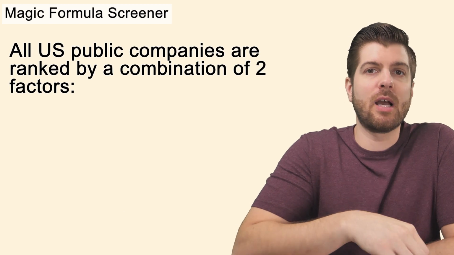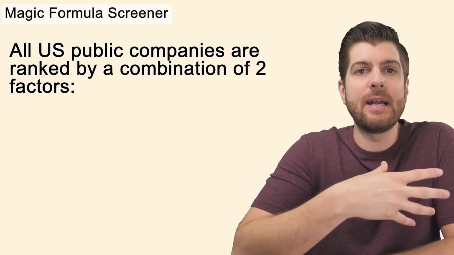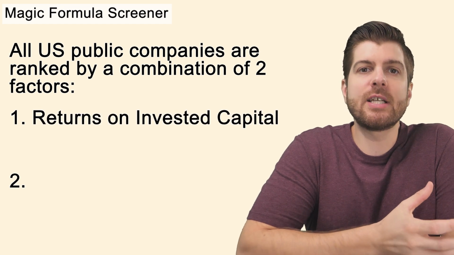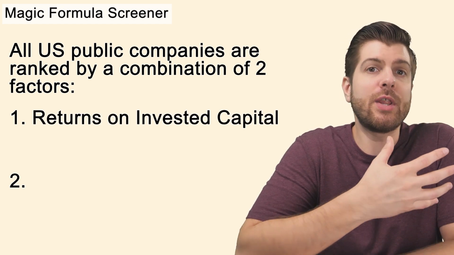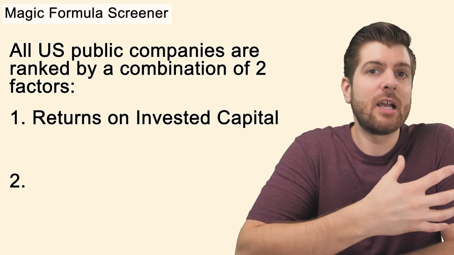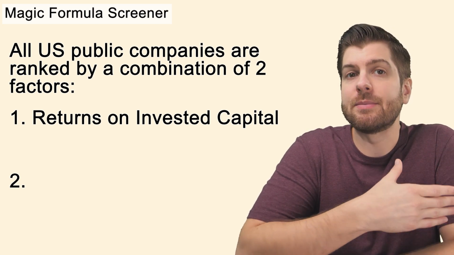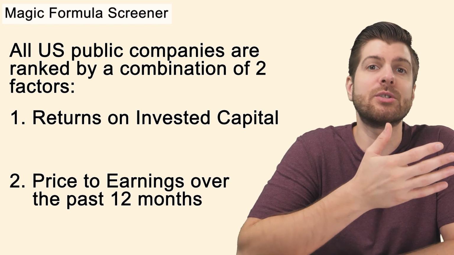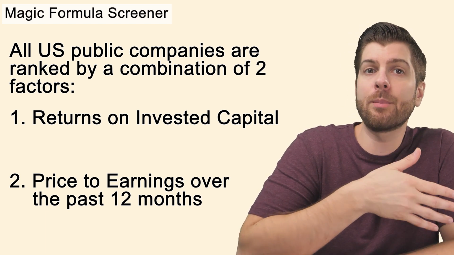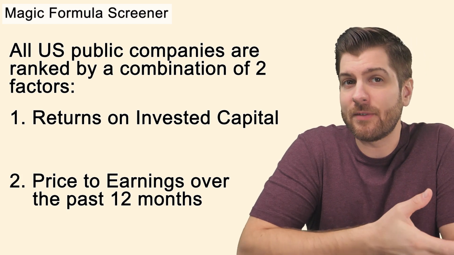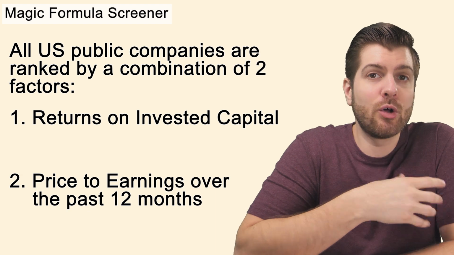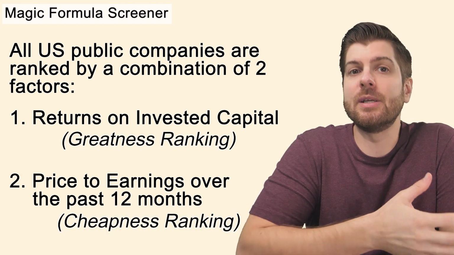All US public companies are ranked by a combination of 2 factors. The first is based on their returns on invested capital. Companies with high returns on invested capital will be ranked higher. Second, companies are ranked by their current price in relation to how much profits they've generated over the last 12 months. And companies with lower prices relative to how much profits they've generated over the last 12 months will rank higher. I like to call it the greatness ranking and the cheapness ranking.